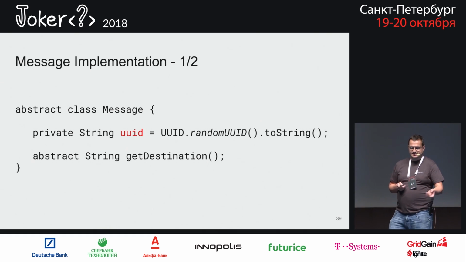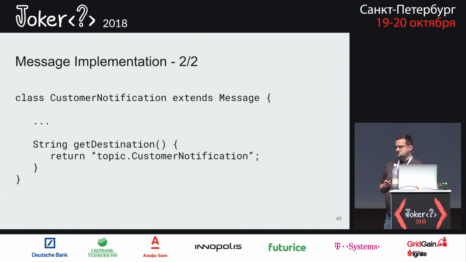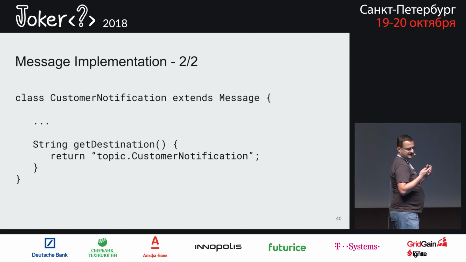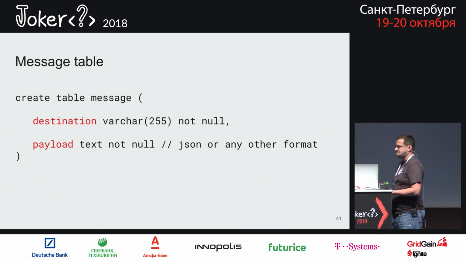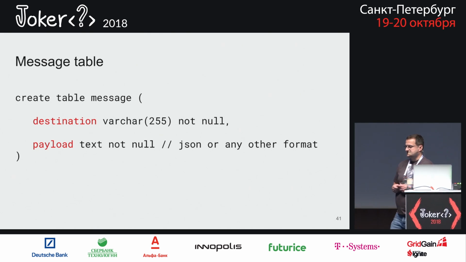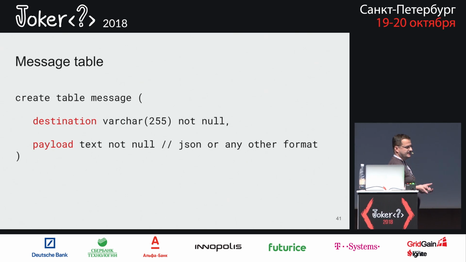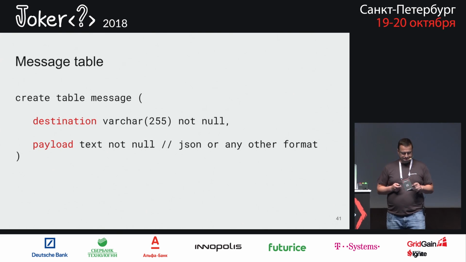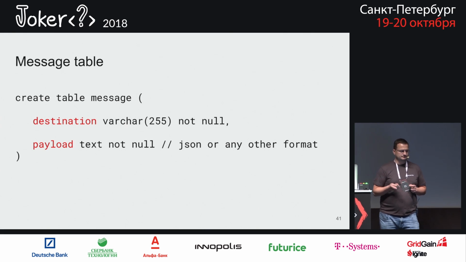It also has a destination, which is essentially a topic. Then you do a customer notification: you put in the payload you want to send, your fields, and the destination. We just serialize this message as a payload, as a text field, and keep the destination. That's what our message table looks like: just a destination and a payload. It also has a primary key and ID, but that's not so important in this context. Cool.